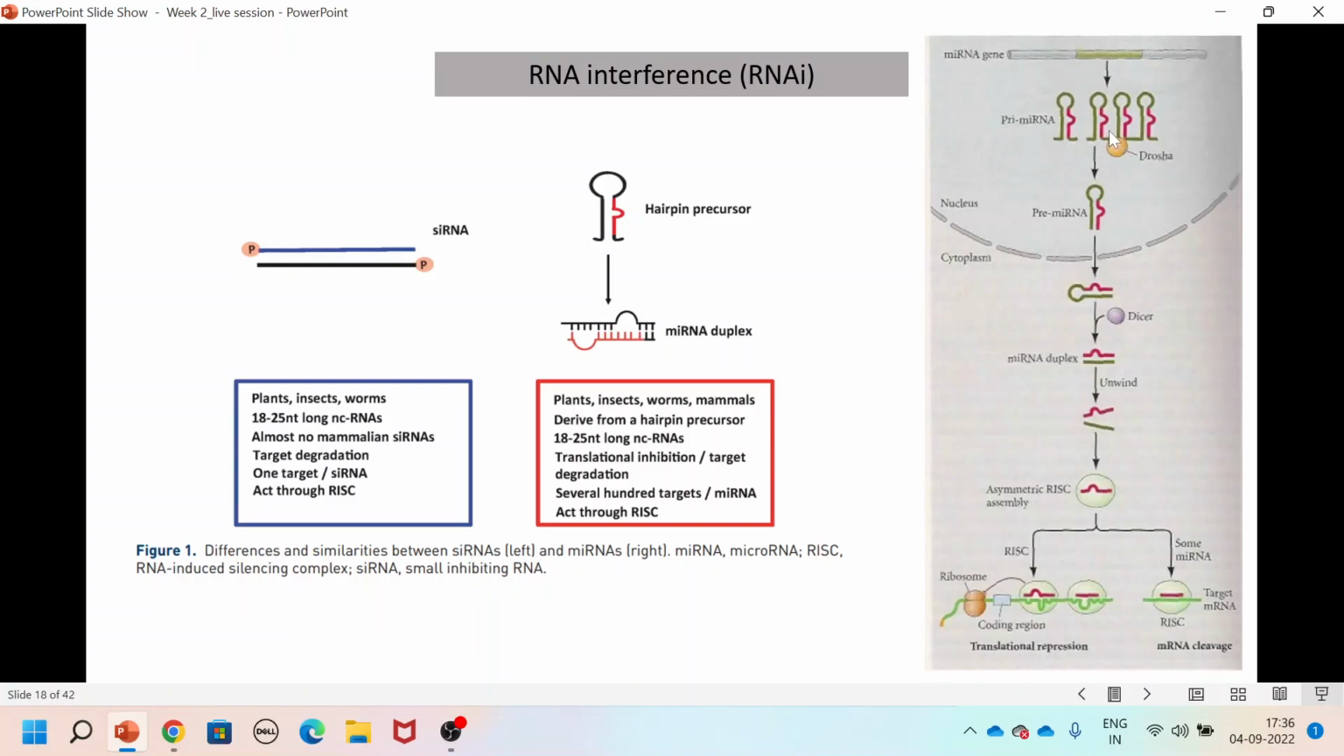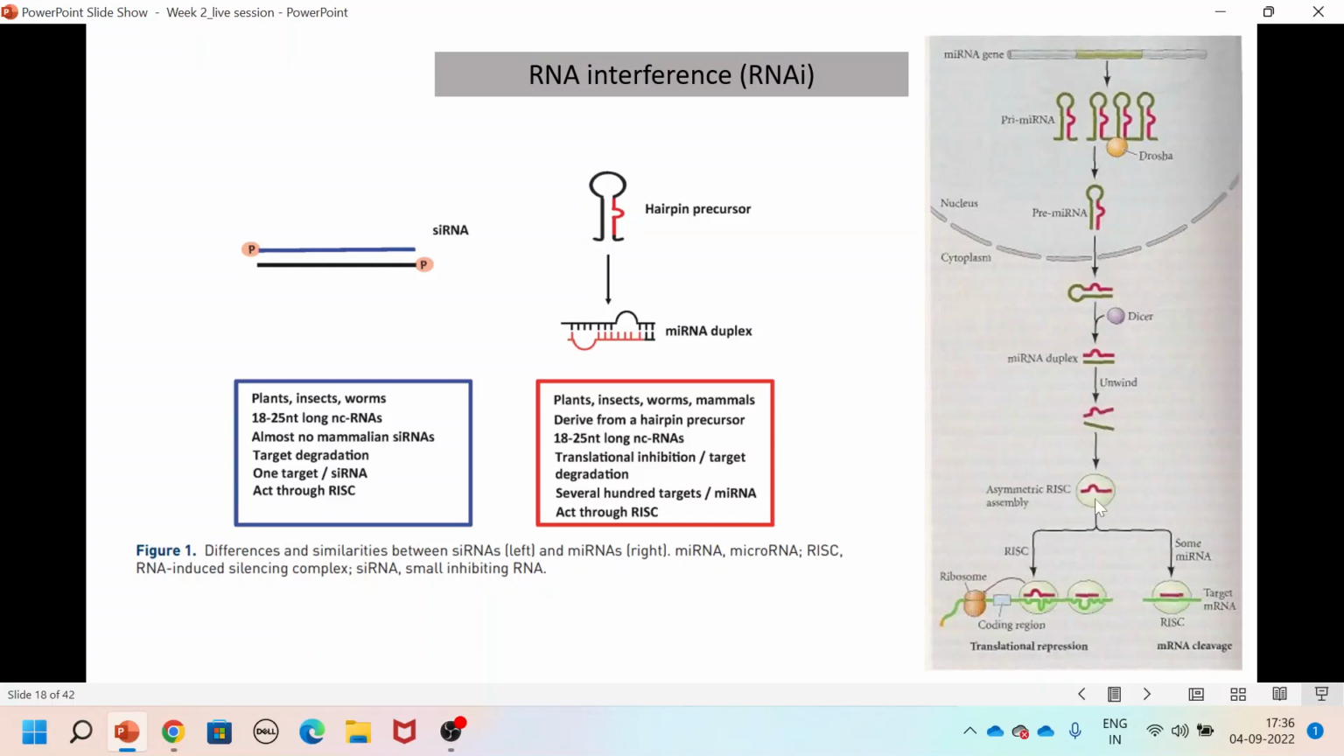This Drosha molecule then binds to this hairpin structure, leading to its cleavage and the formation of the pre-miRNA. This pre-miRNA is then exported from the nucleus to the cytoplasm, where it interacts with the Dicer molecule. This Dicer cleaves the hairpin structure, leading to the formation of the miRNA duplex. These miRNA duplex strands unwind from each other, and the asymmetric strand of this miRNA is loaded into the RISC, which is the RNA-induced silencing complex.